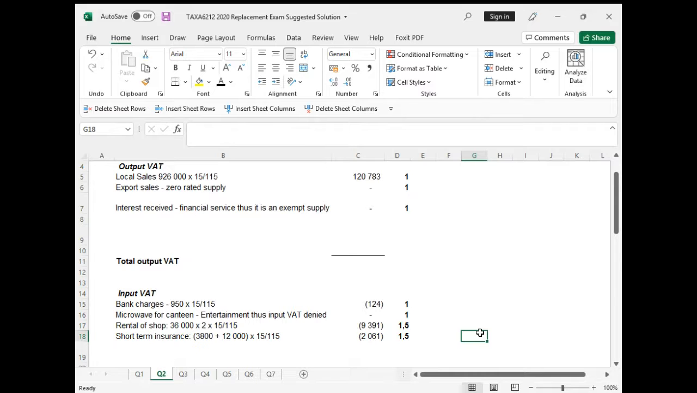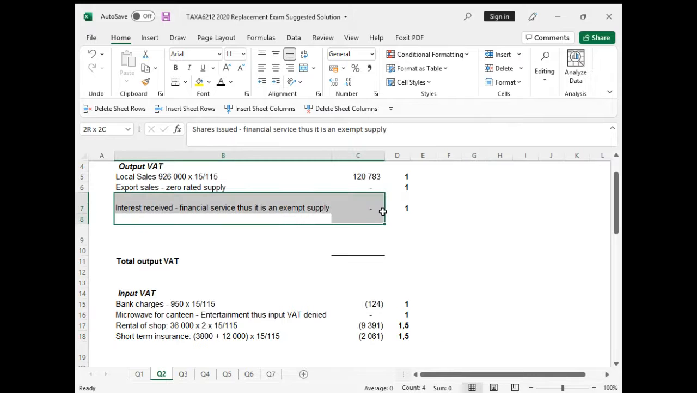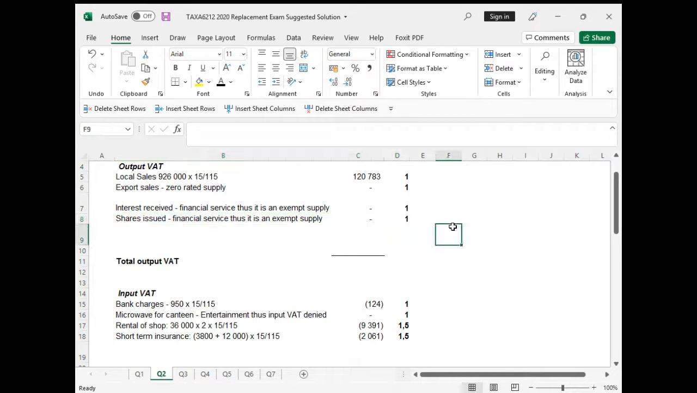Then number 6 was the company issued shares. Now if we issue shares, we get money from the share issue. So we put it under output VAT, but it is also a financial service, so it is also an exempt supply and it will not affect your output VAT. So it's also 0.